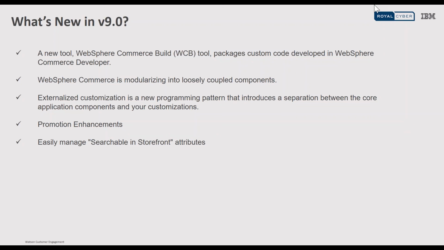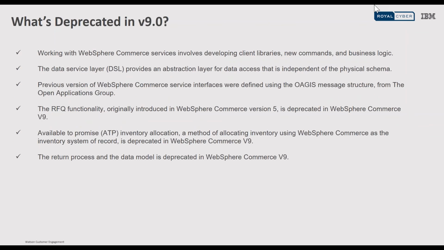There is also a new tool, the WCB tool, which is WebSphere-Commerce Build, which packages the custom code developed in WebSphere-Commerce Developer and will be made available to the developers. Everything within WebSphere-Commerce has been modularized into loosely coupled components. External customizations using the new XC programming model will make all external customizations sit separately. There are a few promotion enhancements that IBM has introduced, and IBM has also made searchable storefront attributes easy to manage for the business users.